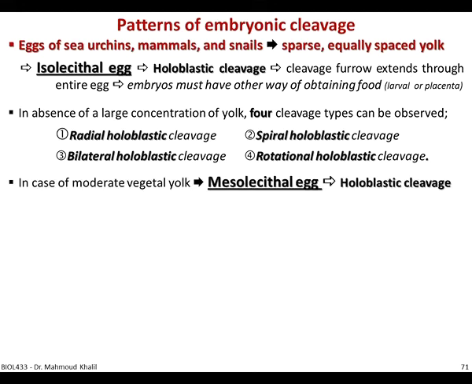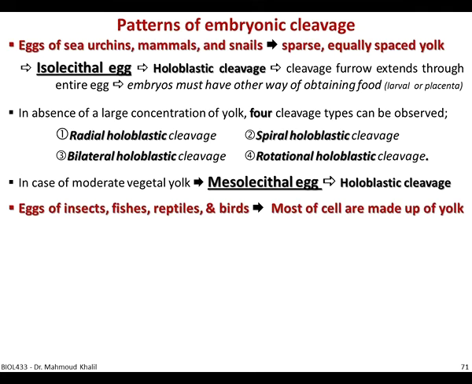Some other egg types have a moderate amount of yolk that occurs in the vegetal pole. This type is called mesolecithal, and meso means a moderate amount of lecithal, which is the yolk. And this also goes by holoblastic cleavage.